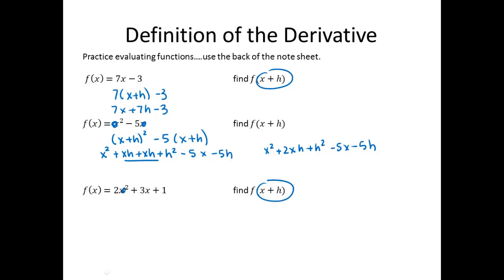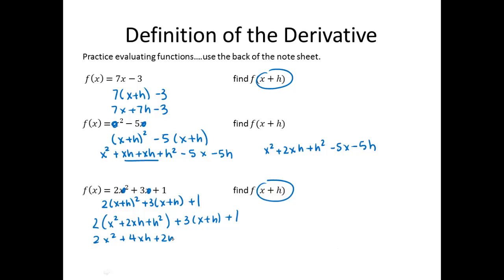Okay. Let's practice one more together. I'm going to replace this inside of both of these x values. 2 parentheses x plus h squared plus 3 parentheses x plus h plus 1. Since we already expanded this above, I know it's going to reduce to x squared plus 2xh plus h squared. I still have to multiply it by 2. And that's what we'll do here. Plus 4xh plus 2h squared. Distribute the 3. And I have absolutely no like terms, so this is f of x plus h. That's what this entire line is.